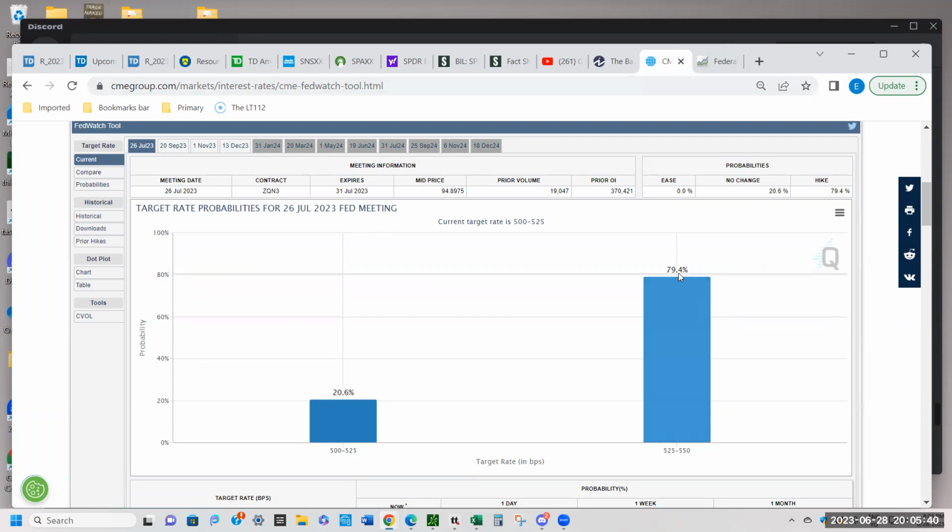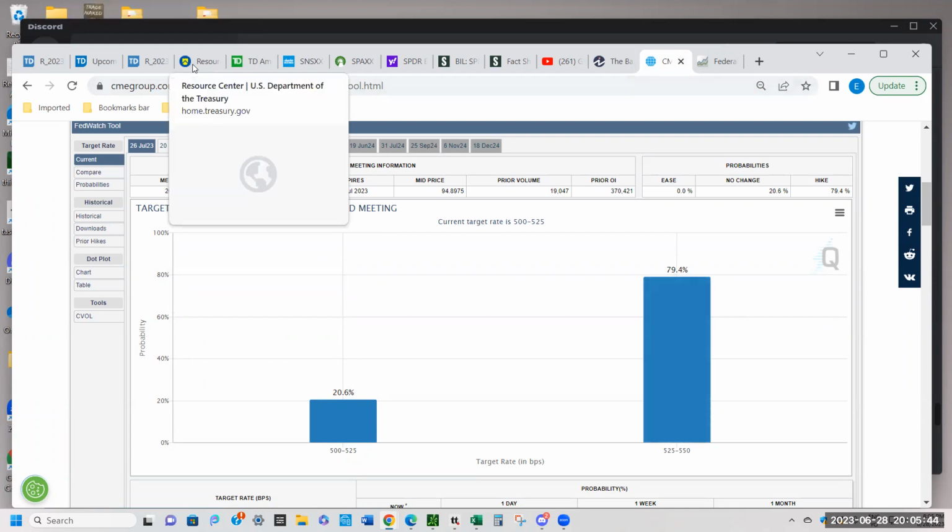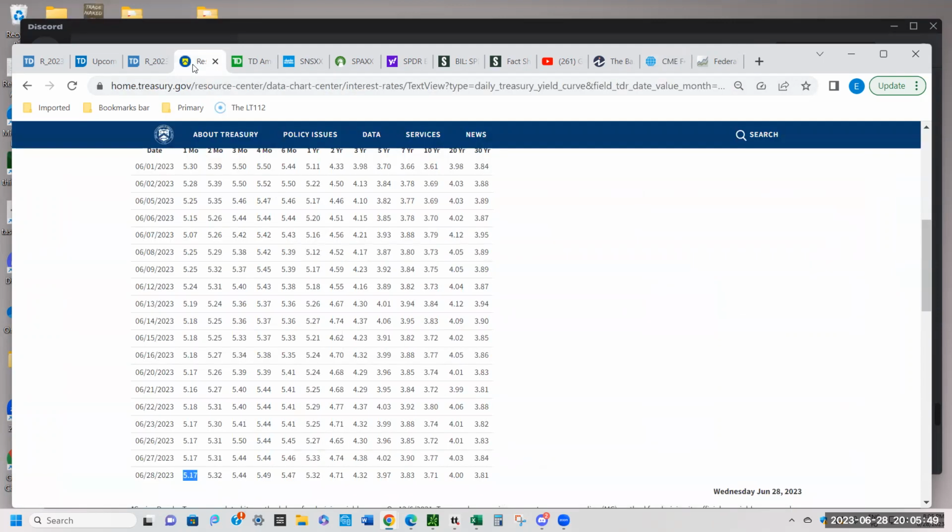So odds are very strong for a rate hike in July. And they've been talking it up. Powell's been talking for a couple of weeks now, since the last FOMC meeting. And then this week, again, he was talking yesterday and today. He is continuing to say he expects another rate hike or two.